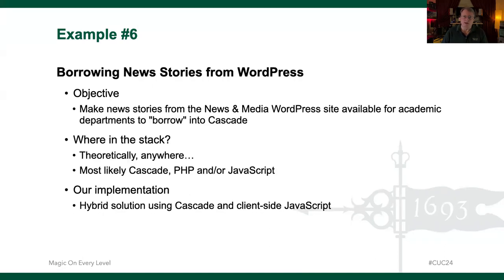Our penultimate example shows how we manage a hybrid news setup between the university's news and media team building their stories in WordPress and our academic units building departmental news stories in Cascade. So, borrowing news stories from WordPress.